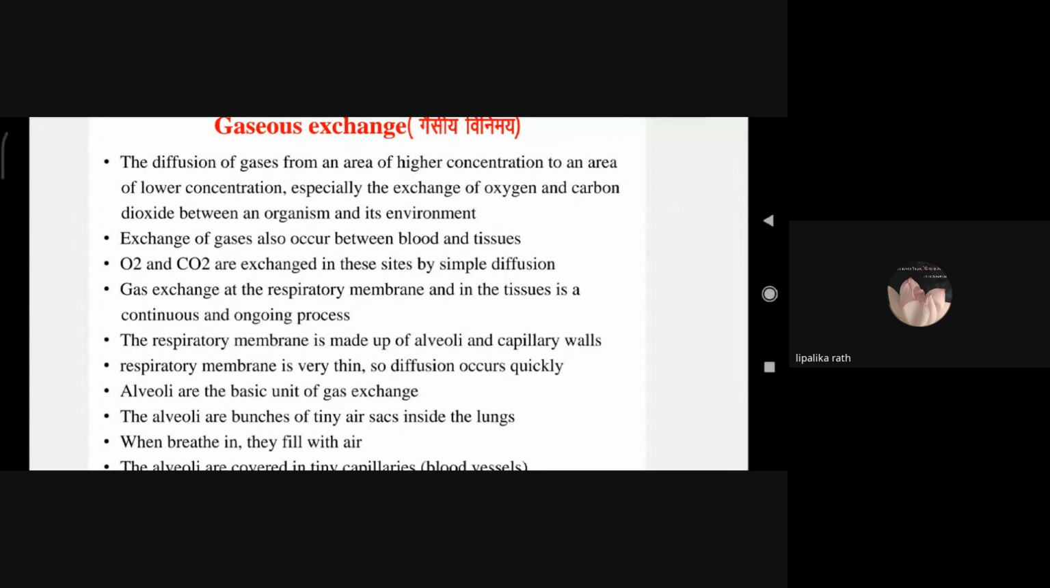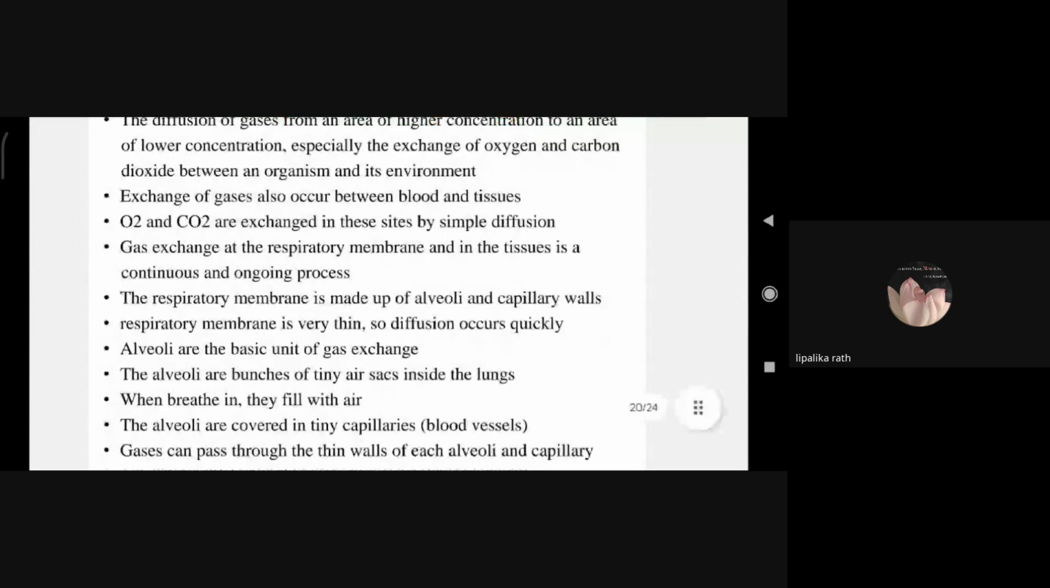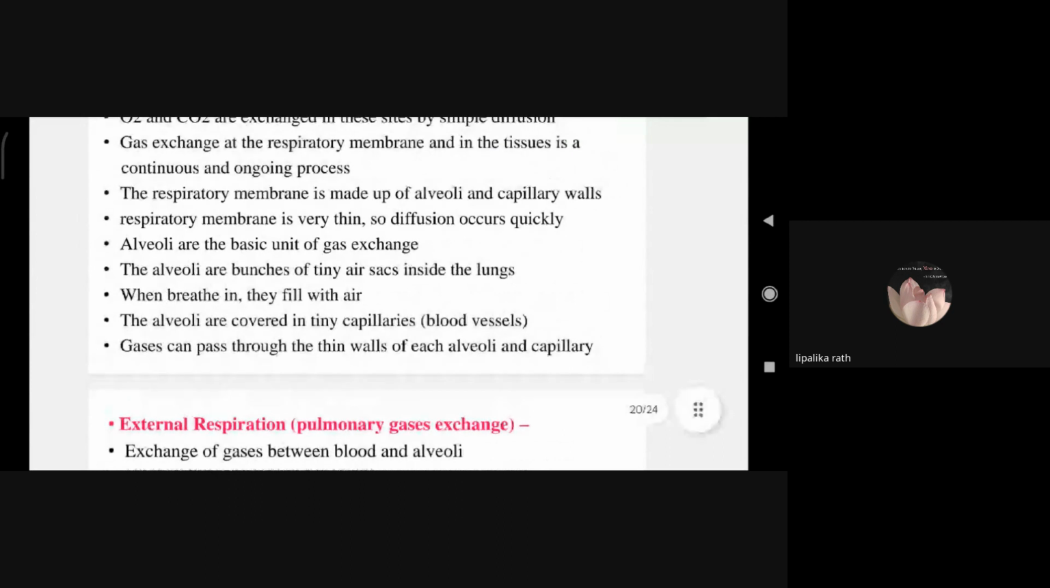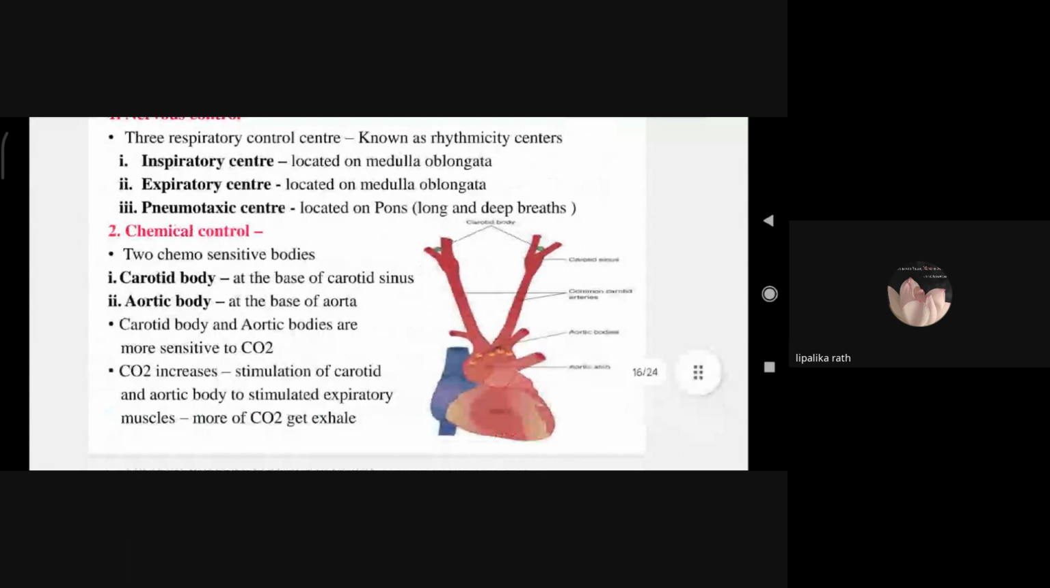The respiratory membrane is made up of alveoli and capillary walls. The respiratory membrane is very thin, so diffusion occurs quickly. So the membrane between alveoli and capillary walls is very thin, so it happens very quickly. Alveoli are the basic unit of gas exchange. Alveoli are bunches of tiny air sacs inside the lungs. We've already seen the picture of alveoli, right? Where is it?